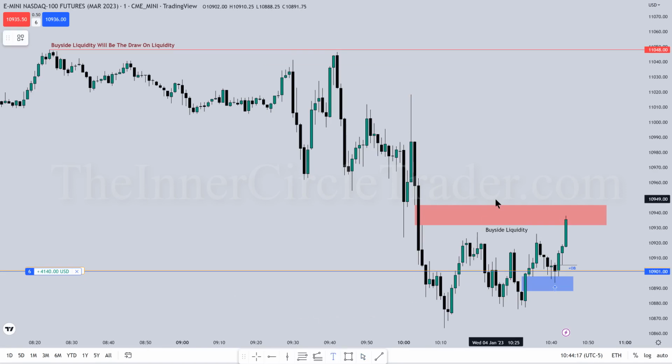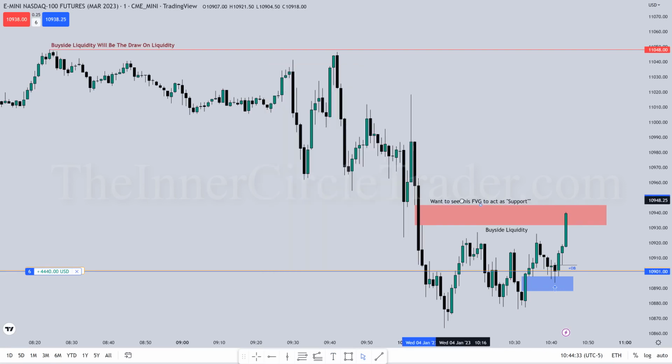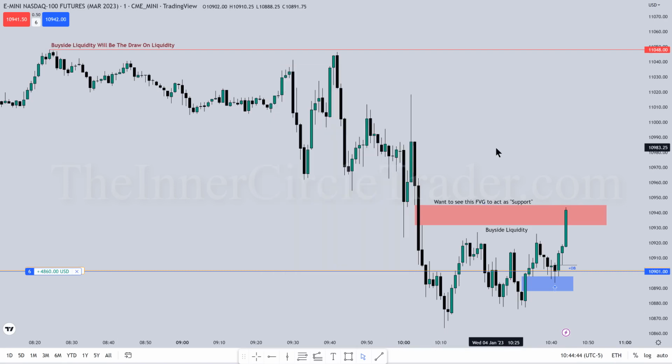And now my stop is at break even. Because if it goes back below after running those relative equal highs where the buy side liquidity is resting, that would not be a good thing. So I want to make sure I'm controlling risk. So I want to see this fair value gap, that pink area, act as support. Okay, so what specific level? The high of it.